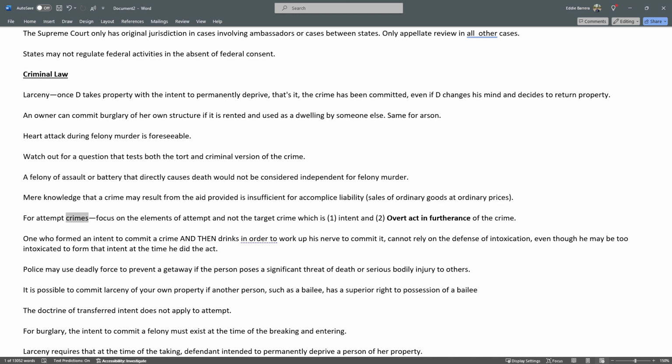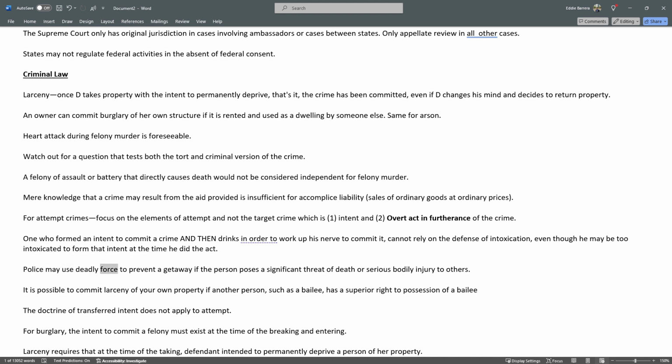For attempt crimes, focus on the elements of attempt and not the target crime, which is 1. Intent and 2. Overt act in furtherance of the crime. One who formed an intent to commit a crime and then drinks in order to work up his nerve to commit it cannot rely on the defense of intoxication, even though he may be too intoxicated to form that intent at the time he did the act.